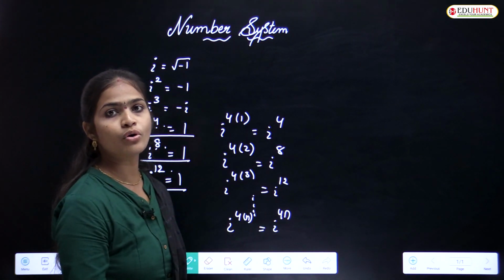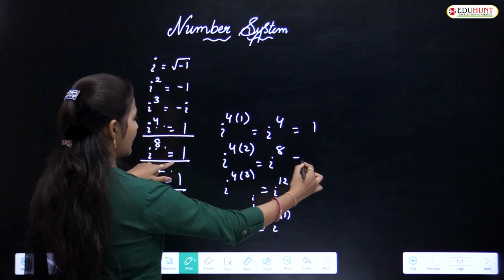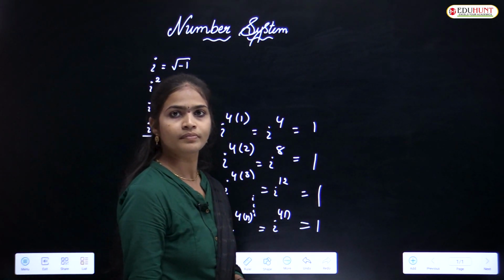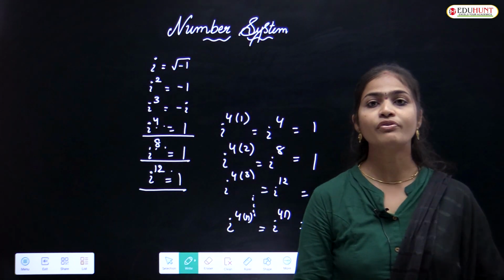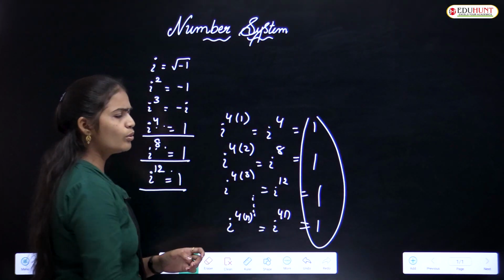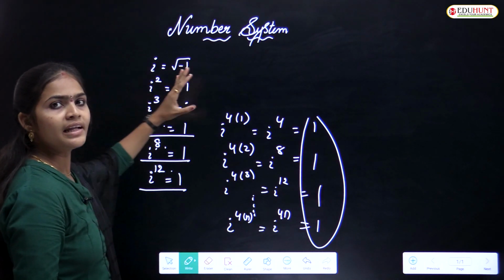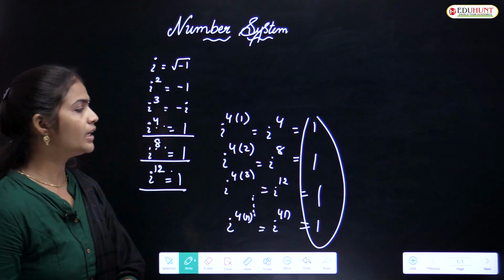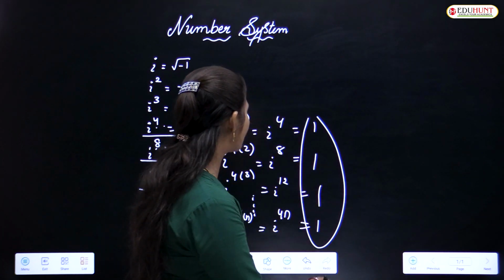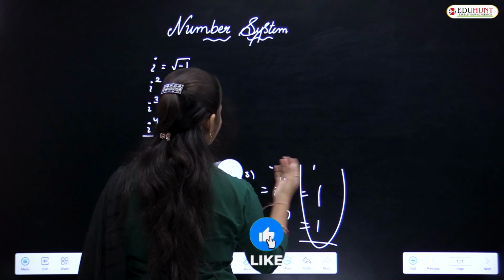The number which is in the form of i power 4n: here i power 4 is 1, i power 8 is 1, i power 12 is 1, and in the same way i power 4n value is 1. If the number is in the form of i power 4n, that is 4 into something, then its value is simply 1. No need to simplify everything. We just have to keep these values in mind, and easily you can calculate them. So if the number is in the form of i power 4n, that value is always equal to 1. Okay, let us see one example.